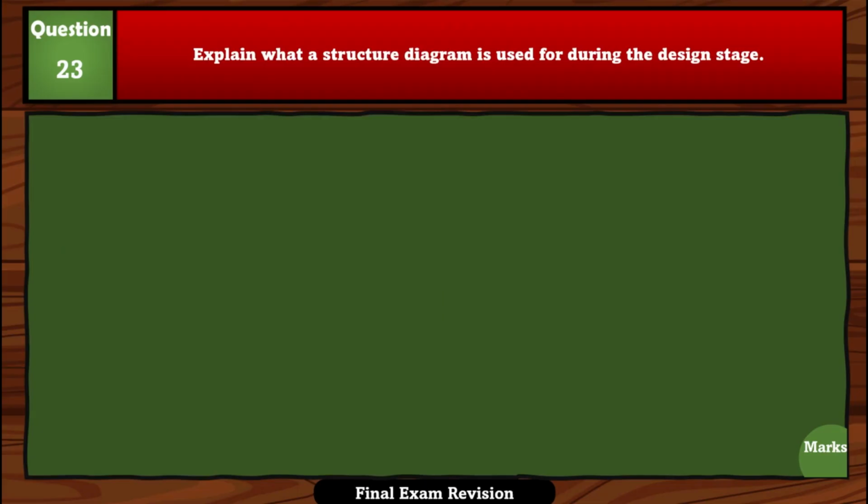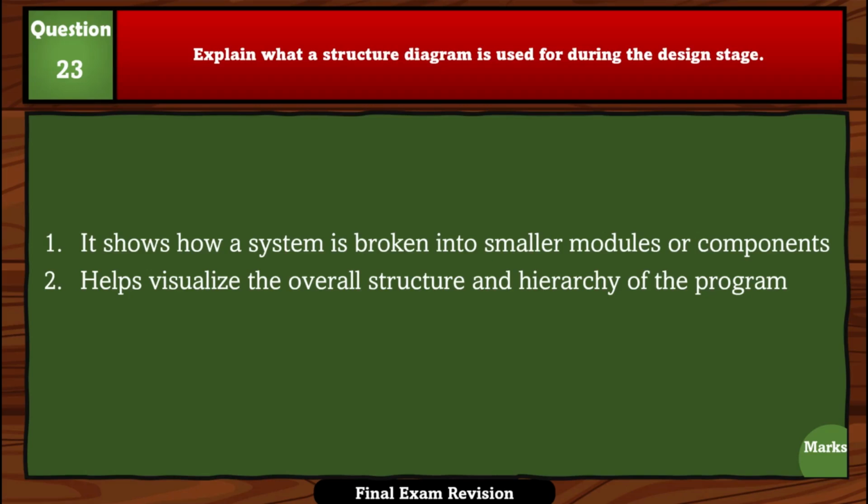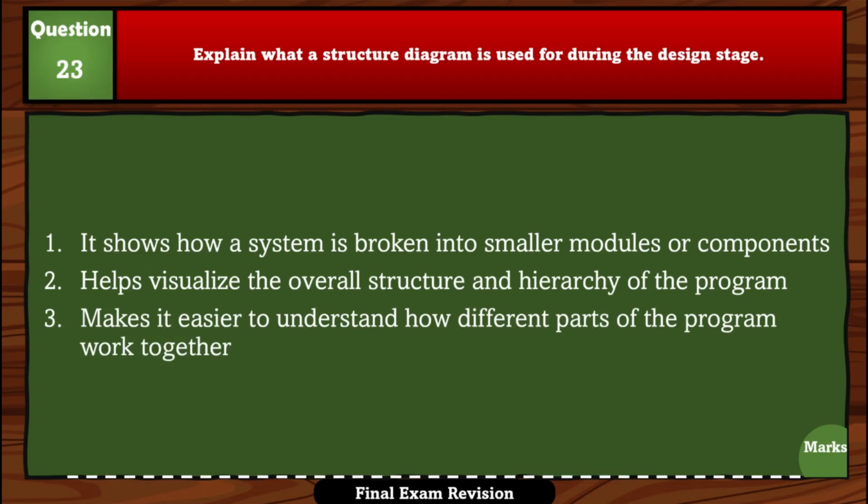Structure diagrams. Question 23. Explain what a structure diagram is used for during the design stage. Number 1. It shows how a system is broken into smaller modules or components. Number 2. Helps visualize the overall structure and hierarchy of a program. Number 3. Makes it easier to understand how different parts of the program work together.